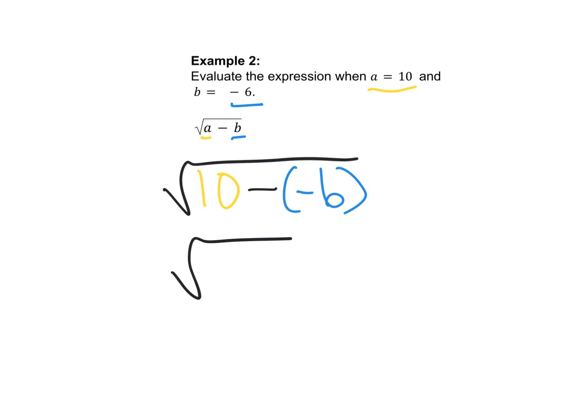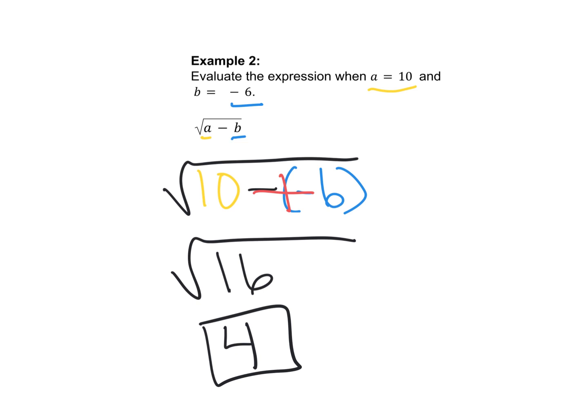So I'm going to write my square root sign again. Notice that I have this minus a negative, and when that happens, if you take away a negative, that means really you're adding. So I'm taking 10 plus 6, which is 16, and the square root of 16 is 4 because 4 times 4 equals 16. So 4 is your final simplified answer.